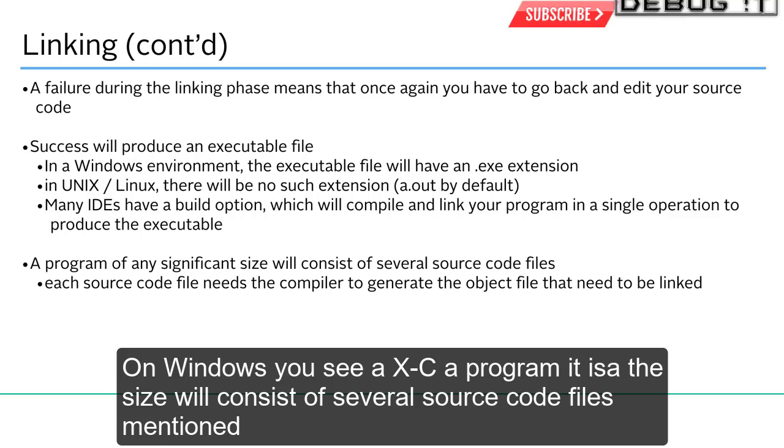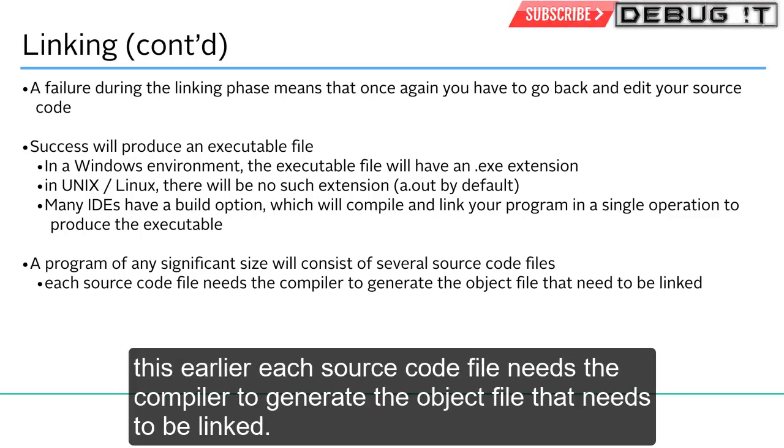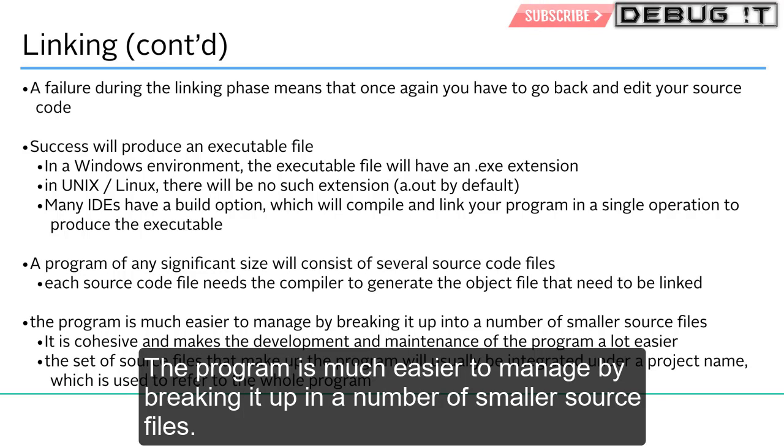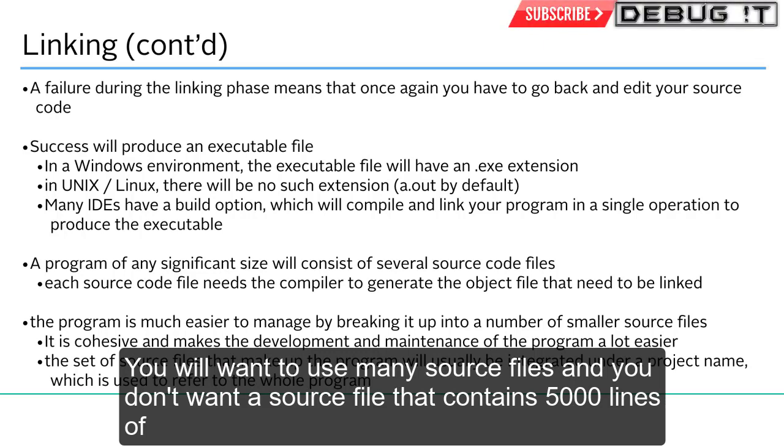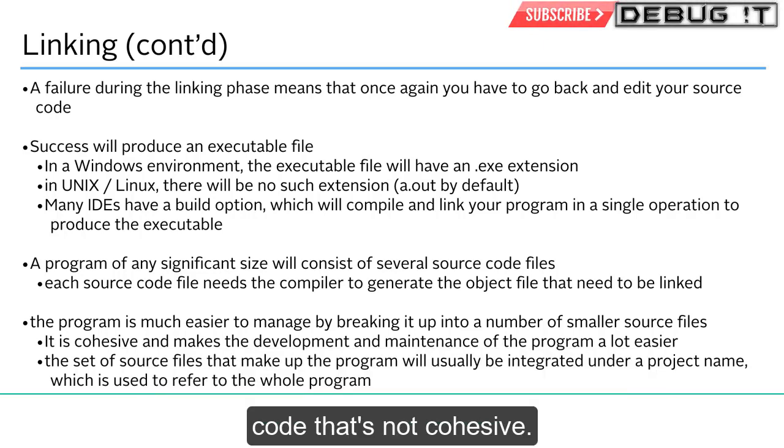A program of any significant size will consist of several source code files. I mentioned this earlier. Each source code file needs the compiler to generate the object file that needs to be linked. The program is much easier to manage by breaking it up into a number of smaller source files. You will want to use many source files, and you don't want a source file that contains 5,000 lines of code. That's not cohesive, and that's not easy to manage.